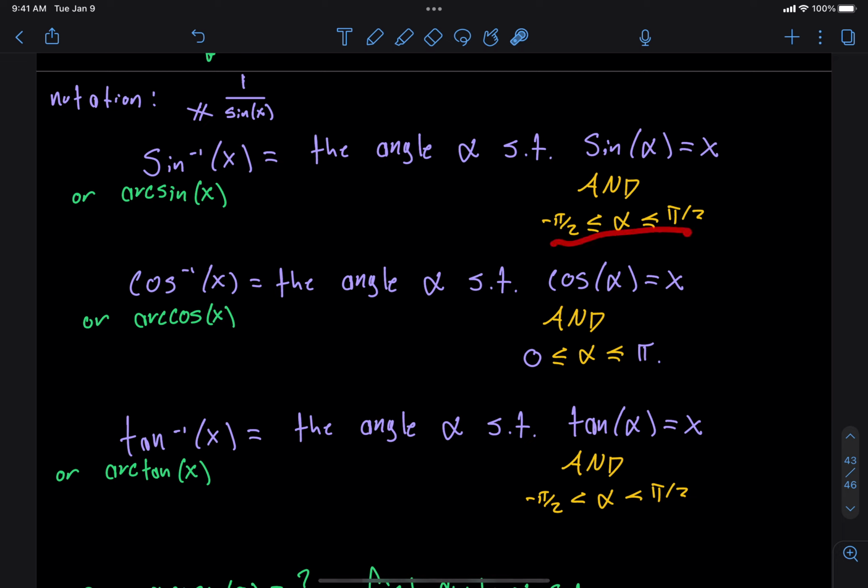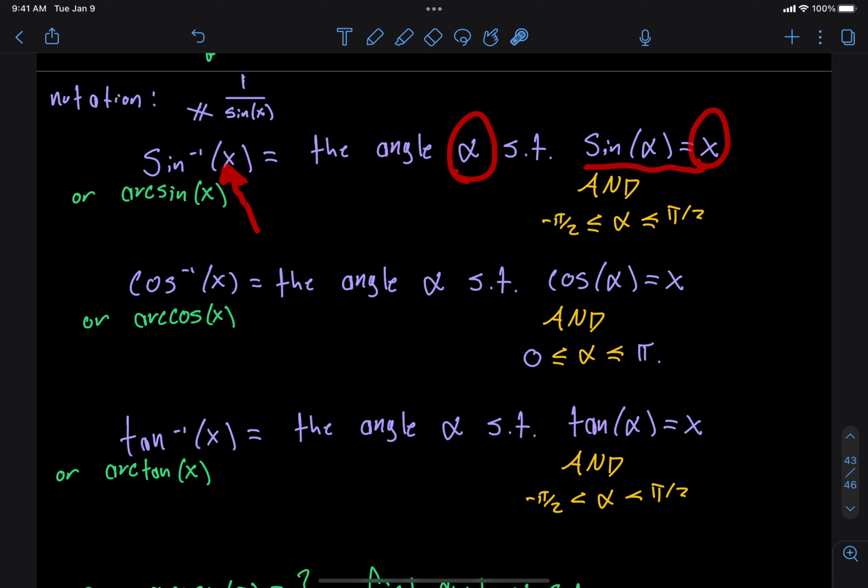So we say sine inverse of x is going to be the angle theta, the angle alpha, such that sine of alpha is equal to that output, okay? And I don't want anyone to be confused here because I put x in here, right?